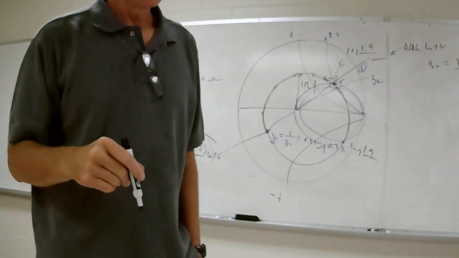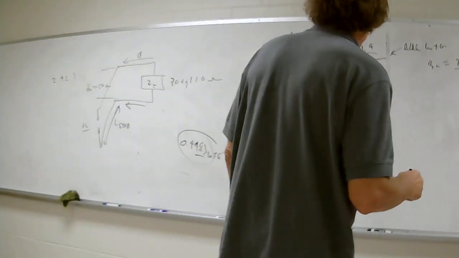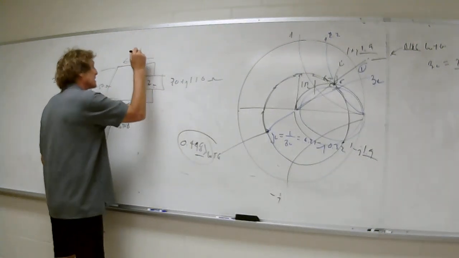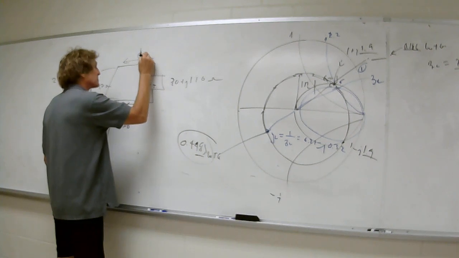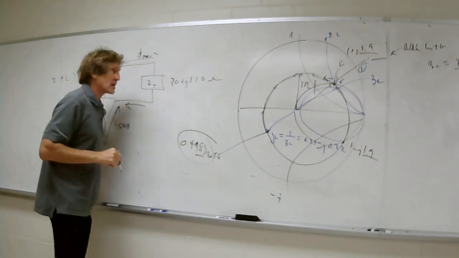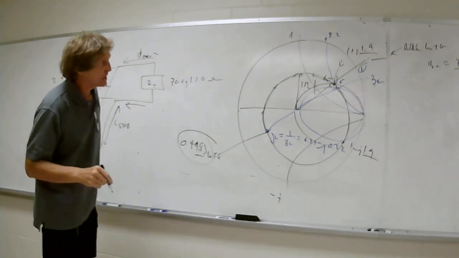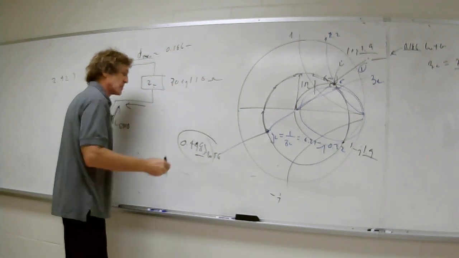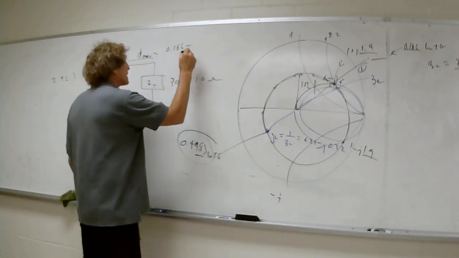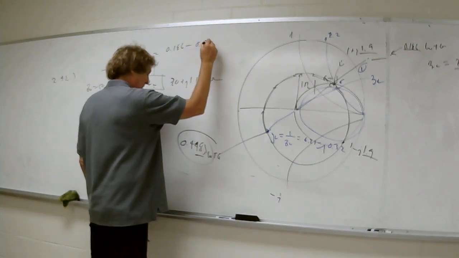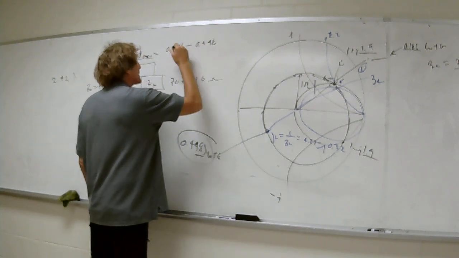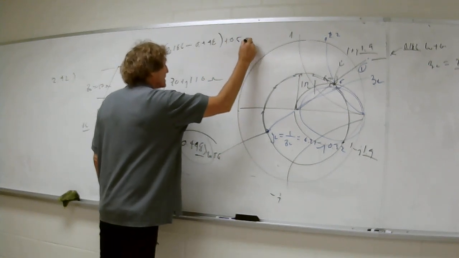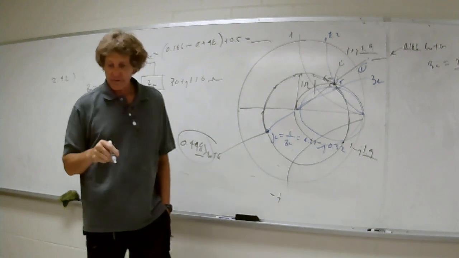Everybody? All right. So now we find the length of this thing right here. I'll call it D, the through line. Well, that's going to be where I landed, which is 0.186, minus where I started at, 0.448 lambda, and obviously that's negative, so we add 0.5 to it, and that will be how far we go. And somebody can tell me that.